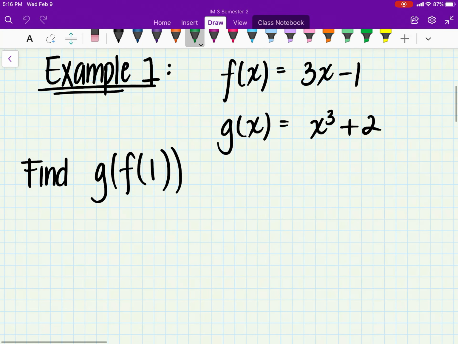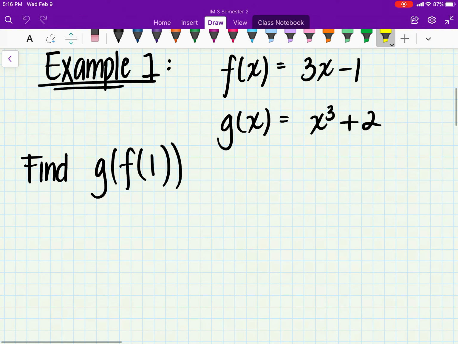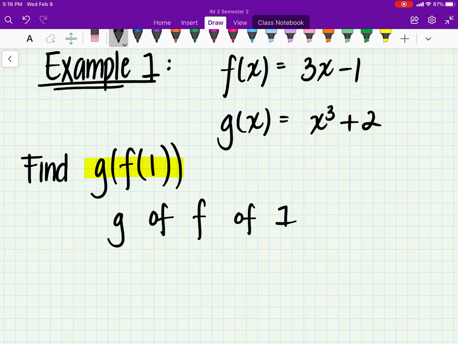And we're going to go ahead and see that right now. So starting off with example 1 here. Example 1, we're given f of x equals 3x minus 1 and g of x equals 2x cubed plus 2. The goal in this case is to find g of f of 1. So that's how you read it, guys. G of f of 1.